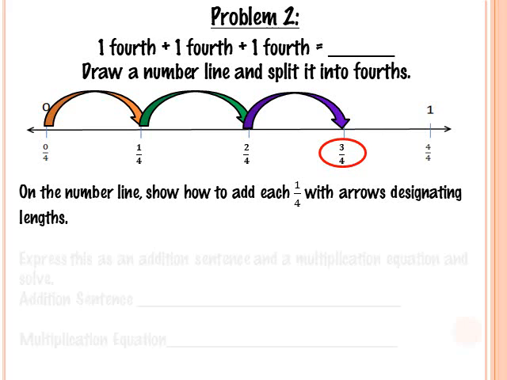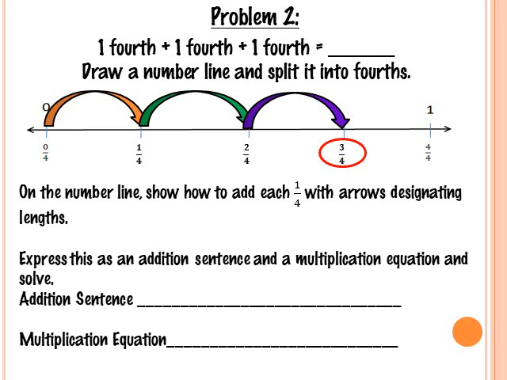Let's show this as addition and multiplication. As an addition sentence, we're going to simply write 1/4 plus 1/4 plus 1/4 equals 3/4. And for our multiplication equation, we're going to say 1/4 times 3 equals 3/4. Or we're going to say the opposite, 3 times 1/4 equals 3/4. Remember that commutative property. Let's move on to problem number 3.